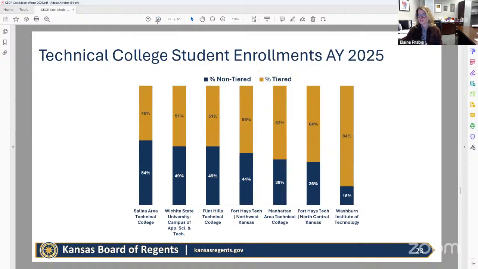And a little bit easier to read, there aren't as many technical colleges. You see the array there. So Salina Area Technical College provided 54% of their credit hour production for non-tiered, and Washburn Tech provided the least amount in their credit hour production at 16% for non-tiered students.